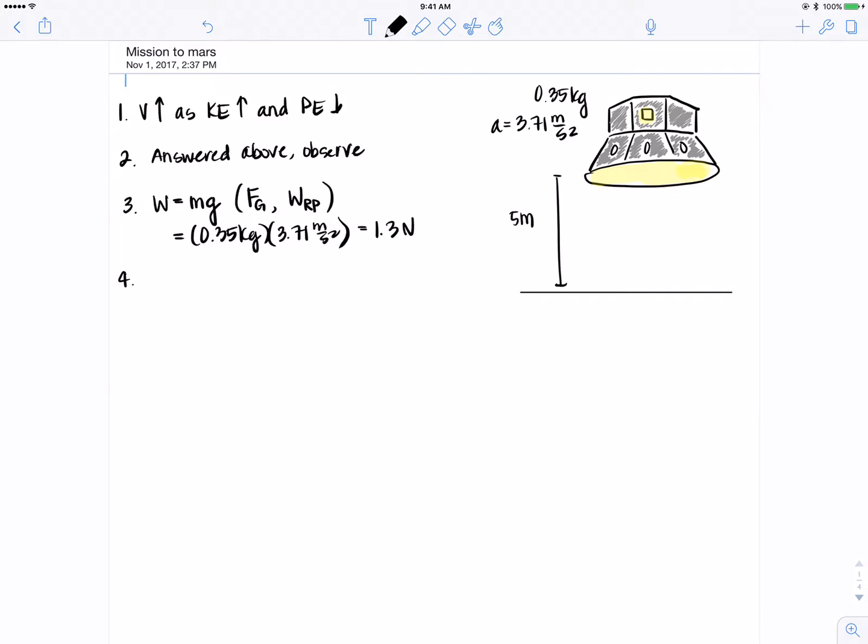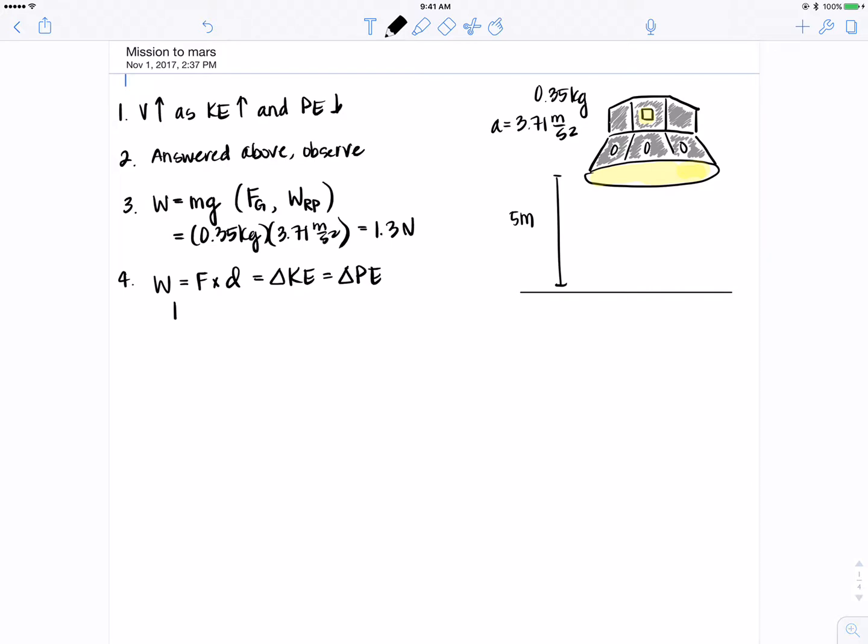Question 4, which was seemingly complicated. If this force is applied over a distance of 5 meters, how much kinetic energy does the lander gain as it falls? And also, how much potential energy does it lose? So in parentheses, this question says, how does the concept of work apply to this problem? Well, work is going to be equal to the force times the distance times cosine theta, but in our case, the object is moving in the same direction as the force is applied, and so theta is 0. And that's going to be equal to the change in kinetic energy, which is equal to the change in potential.